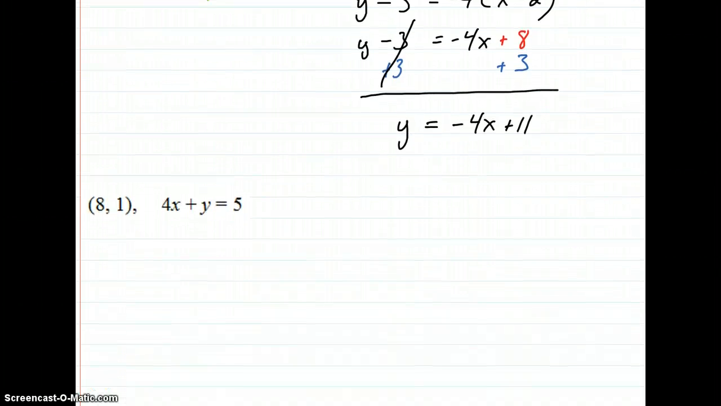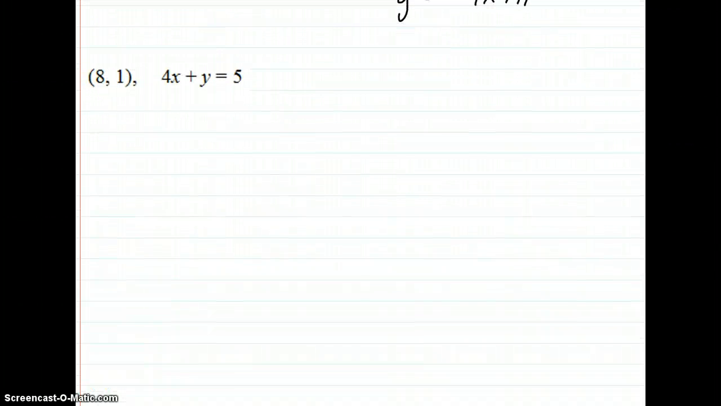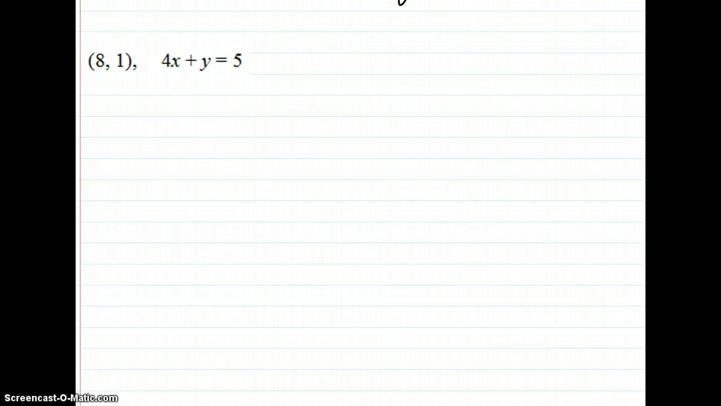Let's look at our next example. So we're still going to use our point slope formula. y minus y1 equals m times x minus x1. And so I want to just look at this and write down what my slope is.